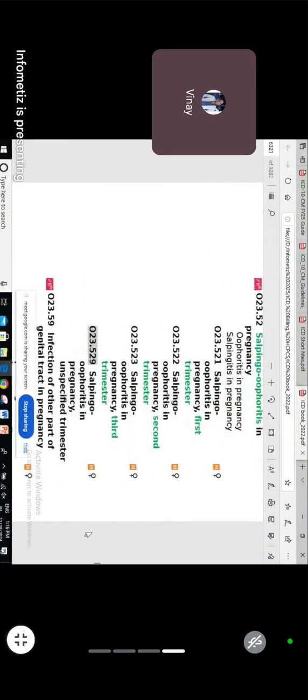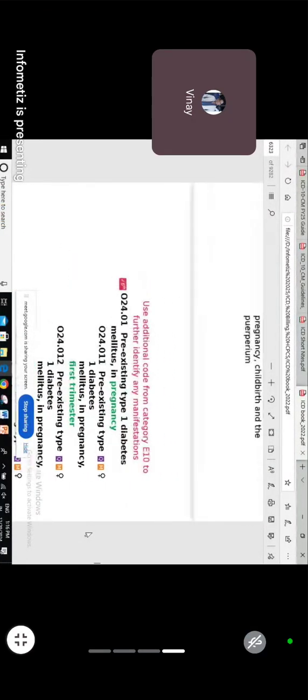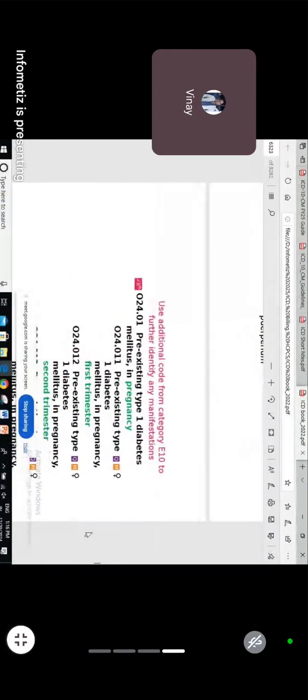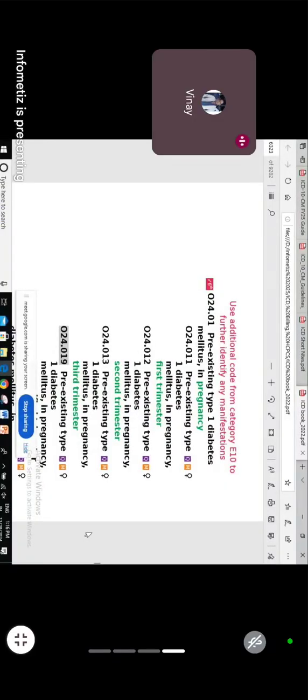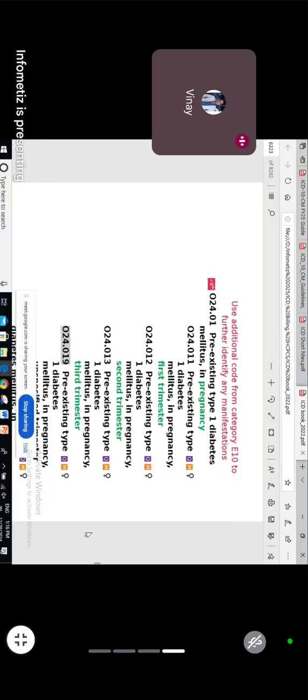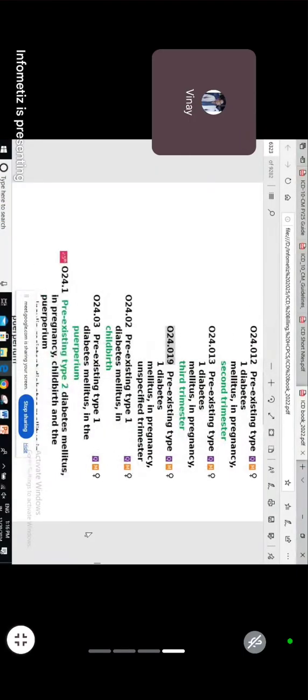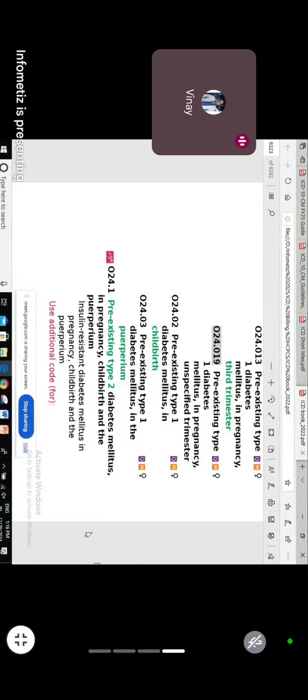See, pre-existing type 1 diabetes mellitus in pregnancy. See the last character. Last character 1 is first trimester, 2 is second trimester, 3 is third trimester, and 9 is unspecified trimester. O24.02 is during childbirth. O24.03 is puerperium. Clear?